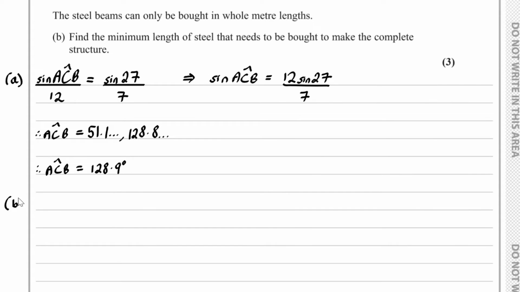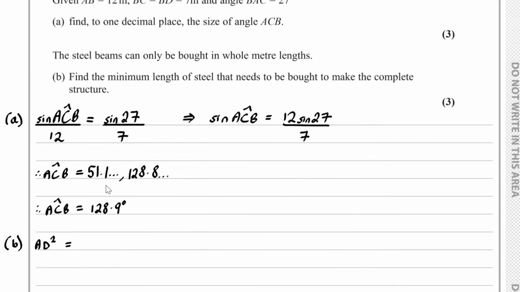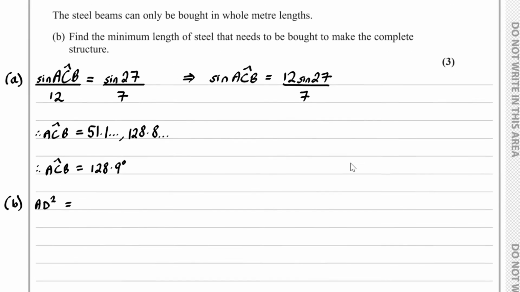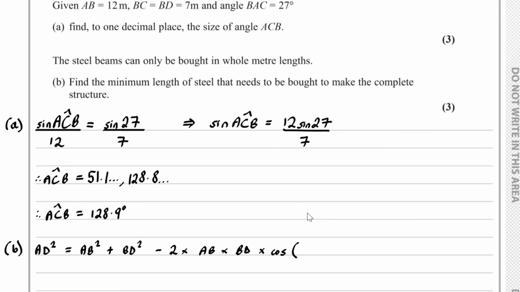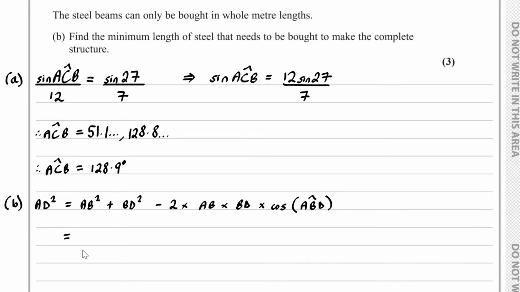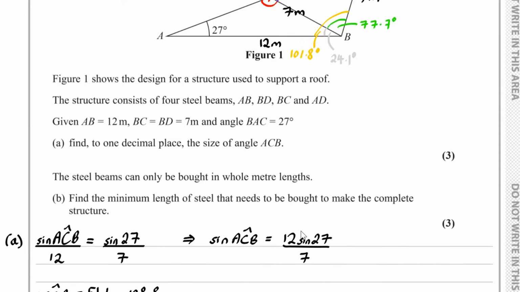So for part B, AD squared, that's equal to AB squared plus BD squared minus 2 lots of AB times BD times the cosine of that angle ABD. So we have over here AB squared, so here we have 7 squared plus 12 squared minus 2 times 7 times 12 times the cosine of 101.8, etc.